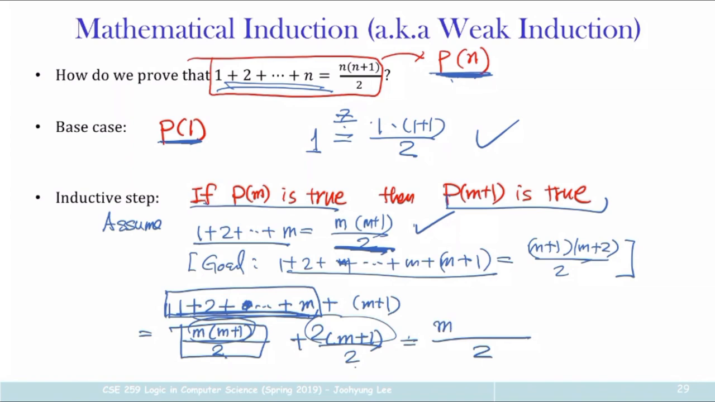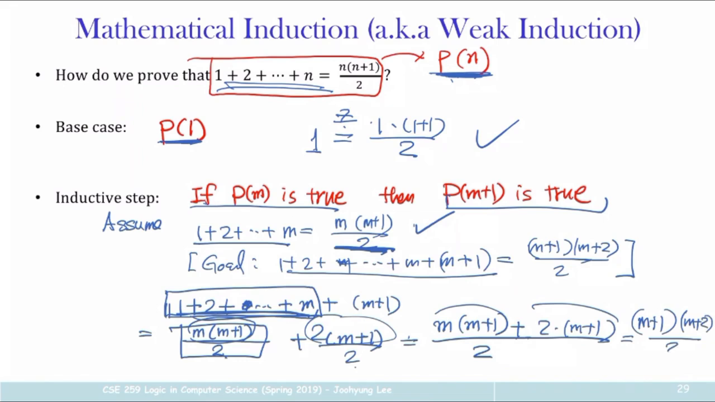Let me just repeat then. These two terms have the common factor. What is the common factor? M plus 1. So I can factor out m plus 1, and then I have m plus 2 left over. Now this one is exactly what we had to show. So we are done.